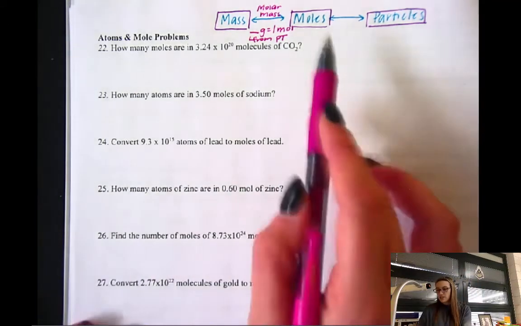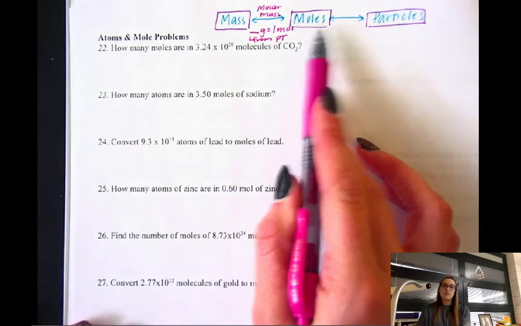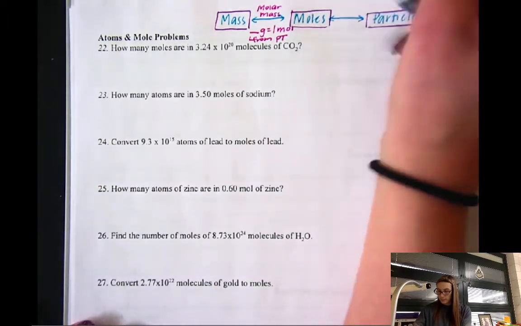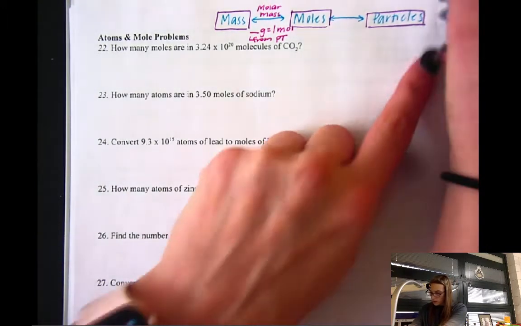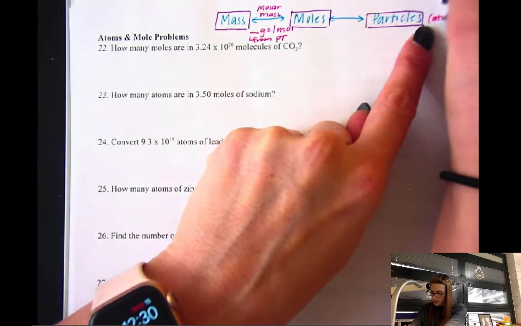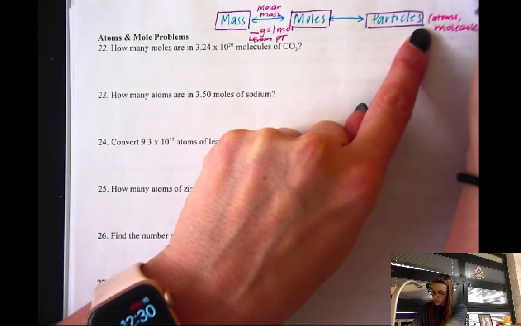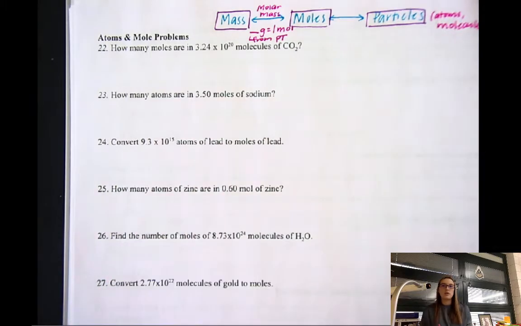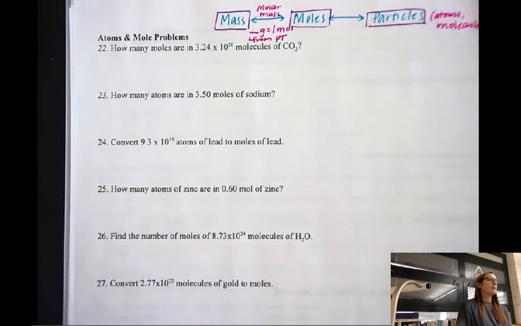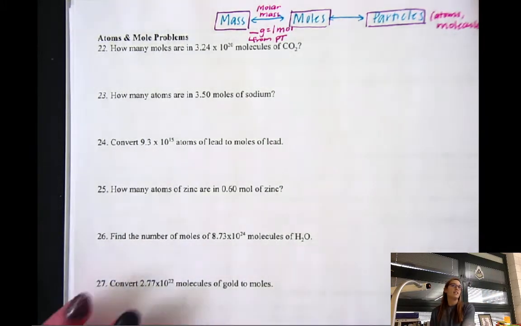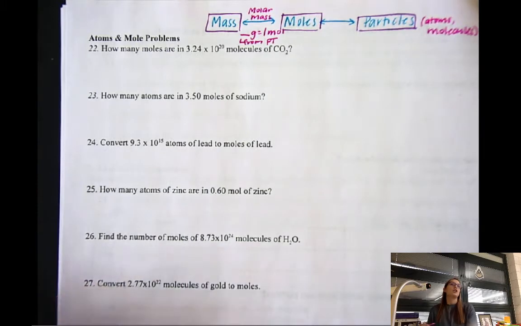Then we could go to the other side. So going from moles to particles, right? From moles to particles, again, particles could be atoms, could be molecules, right? That's what we mean when we say particles. You might see it say atoms if it's an individual element. You might see it say molecules if it's a compound. That's the only difference. To go between moles and particles, we use Avogadro's number.